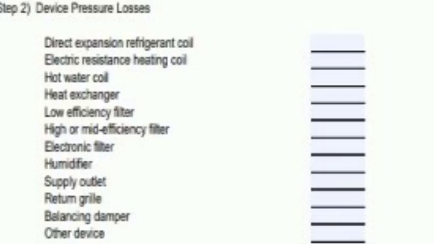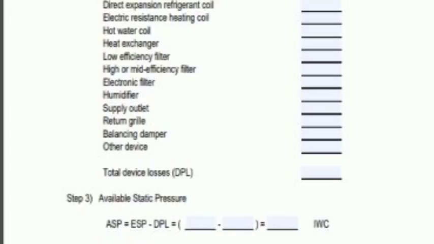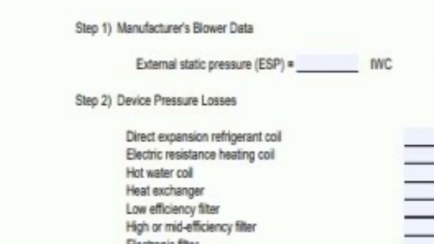Direct expansion refrigerant coil, electric heat resistance coil, hot water coil, filter, humidifier, supplies, returns, and balancing dampers. We're going to add all those up and subtract it from the external static pressure from our blower chart. And that's going to give us our available static pressure. Now, in our example, we had a 0.5 static pressure for that blower speed tap that we chose. It gave us 750 CFM.